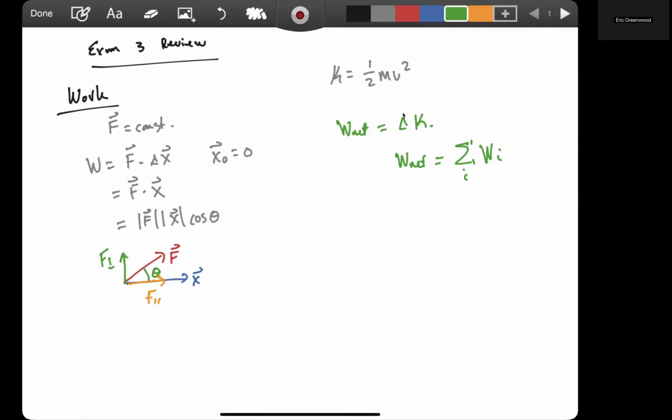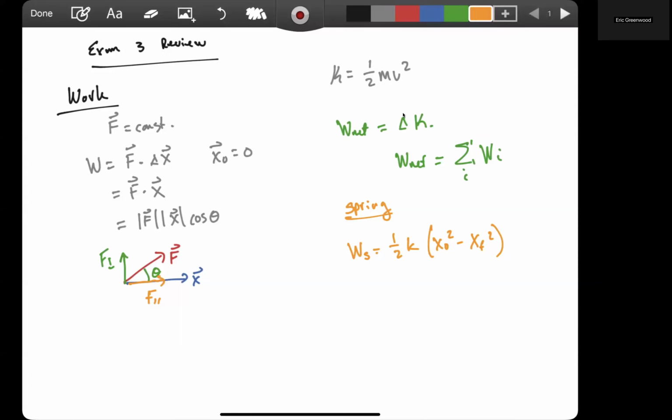Now, it may be just from one force, if all the other ones cancel out, but typically it's going to be the sum. And then other than that, we need to know the work of a spring. For a spring, the work is equal to 1/2 the spring constant k times the initial position squared minus the final position squared. So this is our work done by a spring.